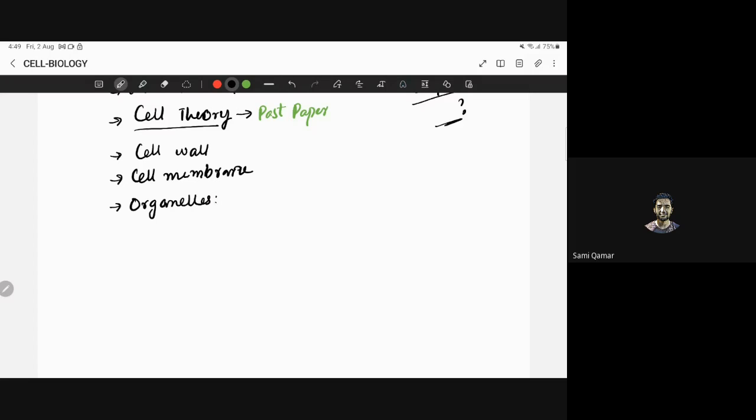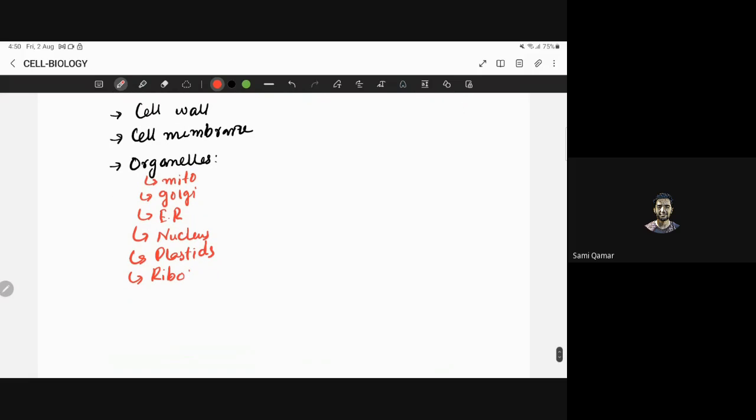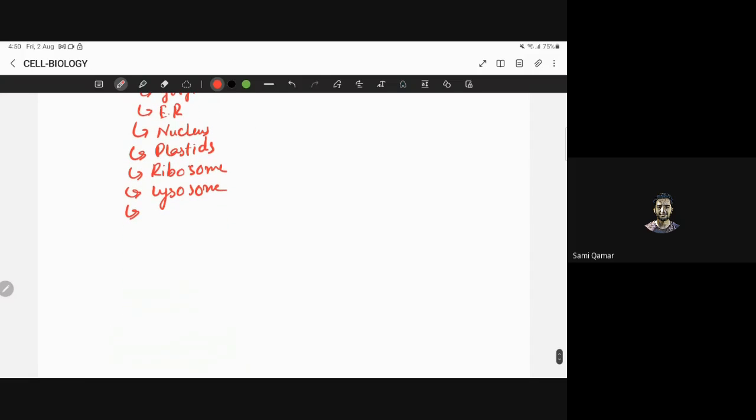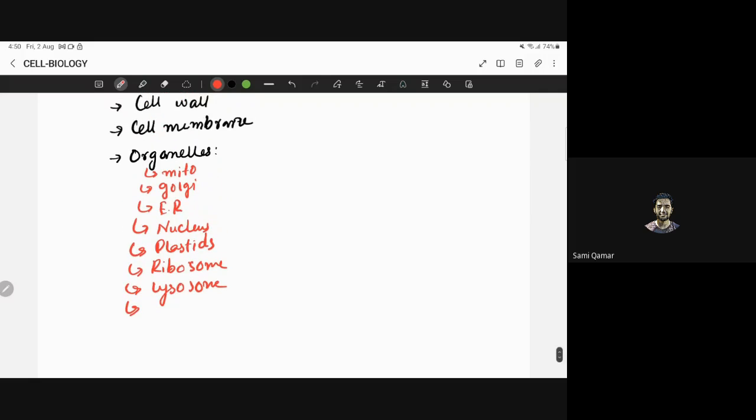I have written this in the morning. There will be mitochondria, then the Golgi body, then the endoplasmic reticulum. The nucleus is very, very important. Then there will be plastids, and in plastids the chloroplast is very important. After plastids there will be other organelles. Ribosome is very important, then lysosome. Is there anything left? Yes, we can cover them in organelles.